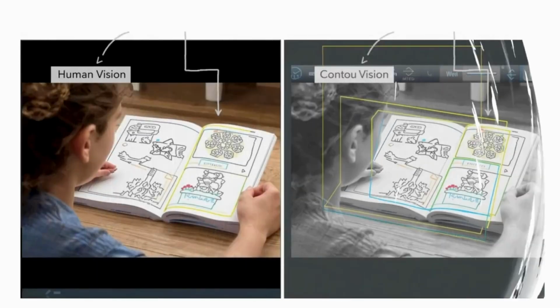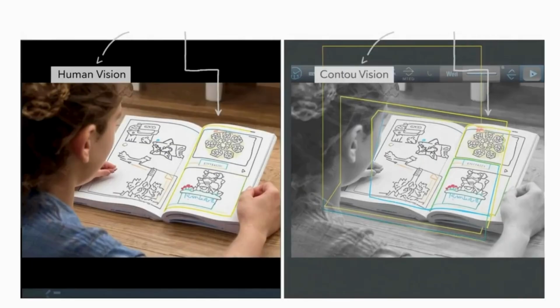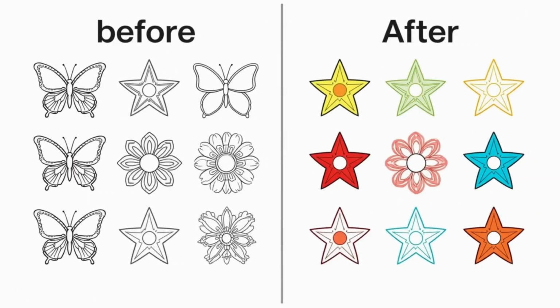So, what is a contour? Imagine I give you a coloring book. Before you color any object, the first thing you notice is its outline. That outline tells you where the object begins and where it ends. A computer works in a very similar way.